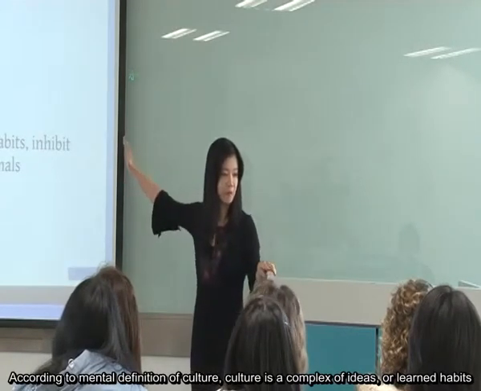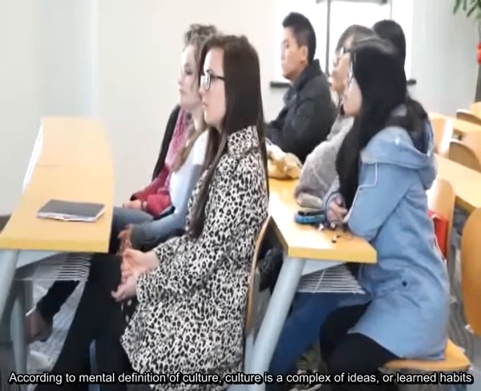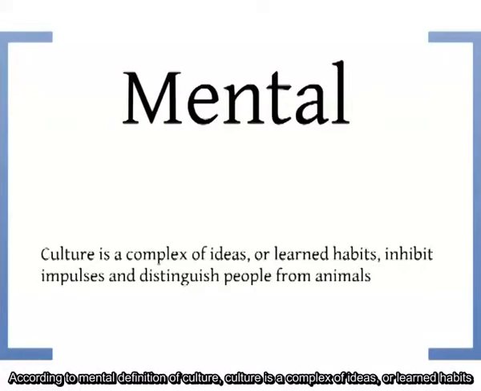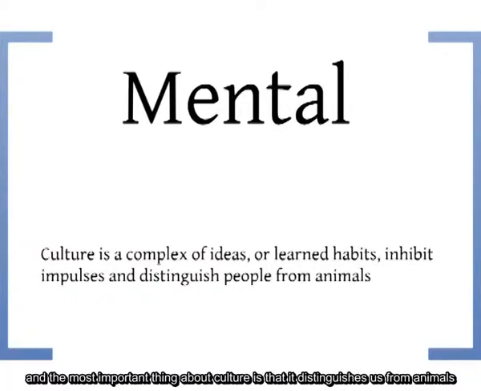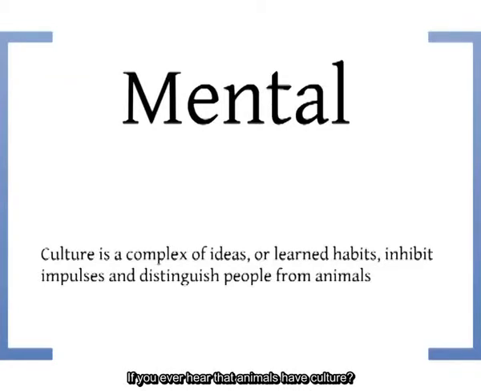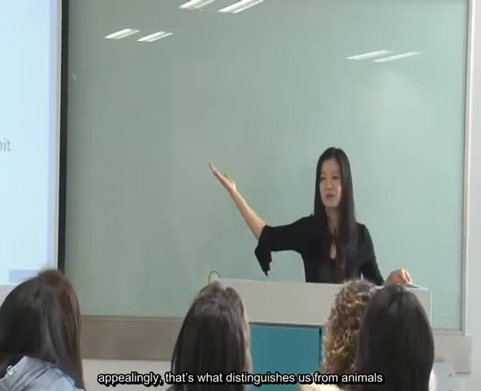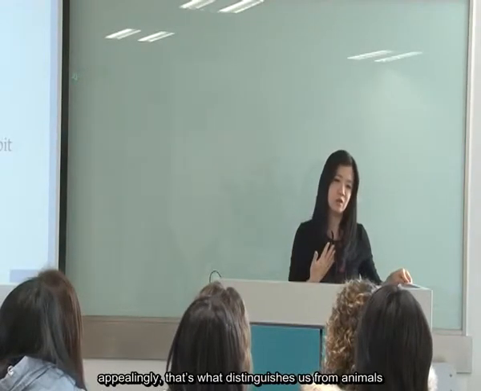And then, the mental definition of culture is that culture is a complex of ideas or learned habits. And the most important thing about culture is that it distinguishes us from animals. Have you ever heard that animals have culture? I'm not too sure about that, but according to the mental definition of culture, apparently that's what distinguishes us from animals.